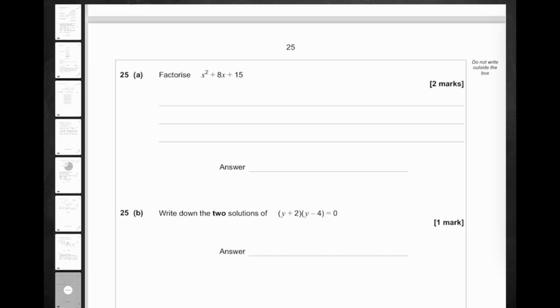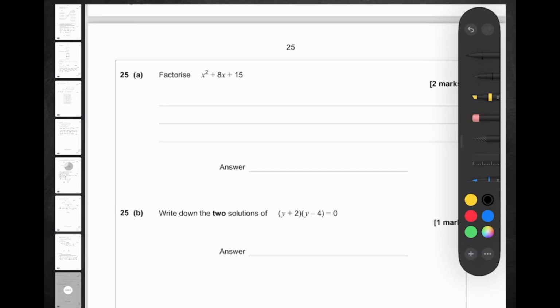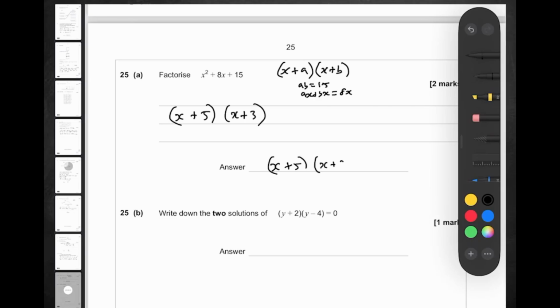Question 25. Factorize x squared plus 8x plus 15. So we need to put this in the format of x plus a multiplied by x plus b, where ab equals 15 and ax plus bx equals 8x. And what two numbers multiply together to get 15? You could have 1 and 15, you could have 5 and 3, but 1 and 15 do not add up to get 8, so our answers are going to be 5 and 3. So we're just going to write x plus 5 and x plus 3 as our answers.